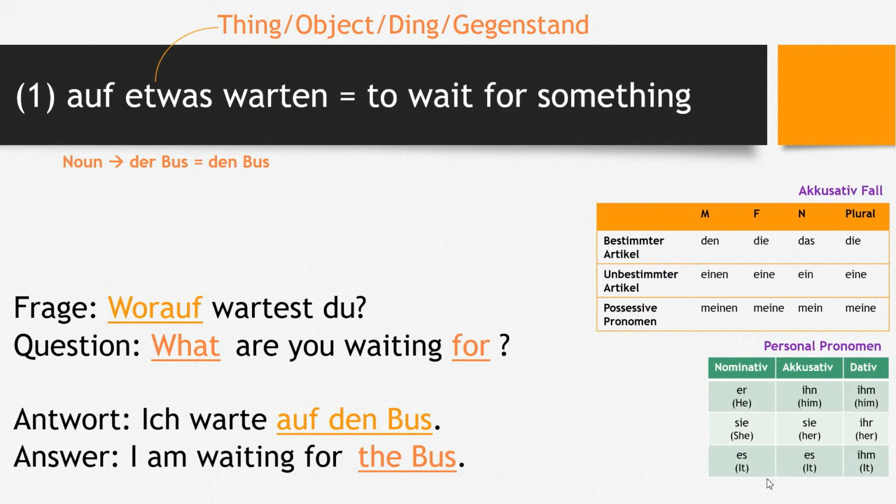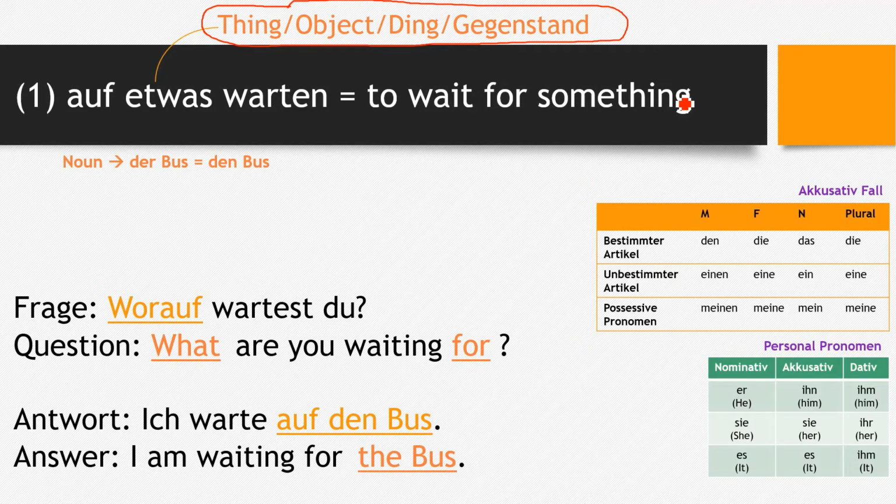Number 1, auf etwas warten. So friends, when we say auf etwas warten, etwas means something, to wait for something, that means we are waiting for an object. Here you can see above I have written etwas, that indicates that it is an object or a thing, Ding or Gegenstand. So thing and object we call it in English, Ding and Gegenstand are the words in German. For vocabulary purposes, you can remember Ding and Gegenstand also.